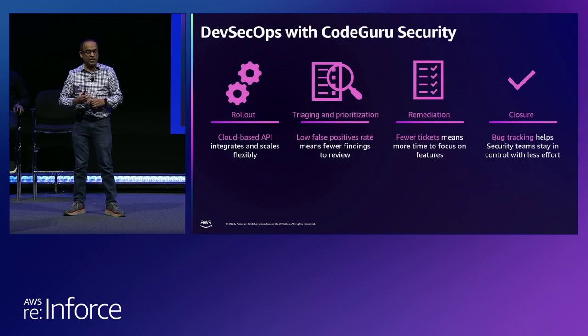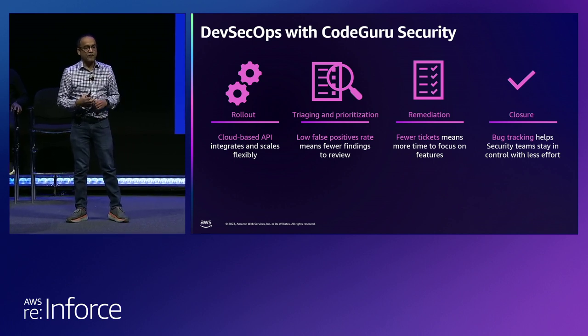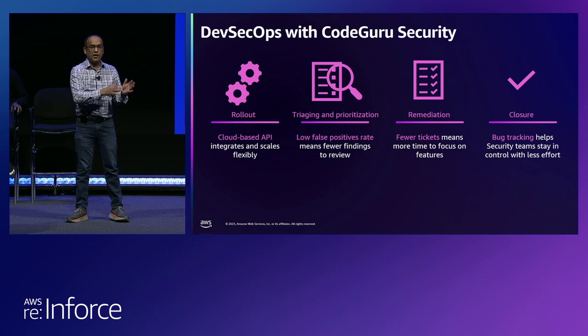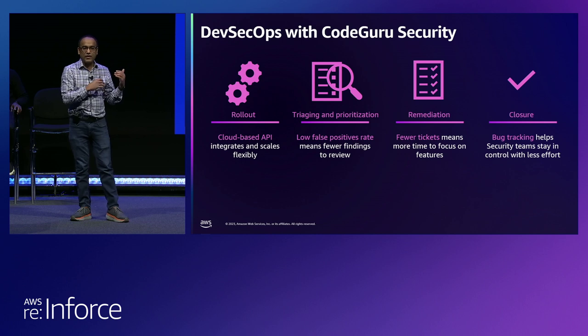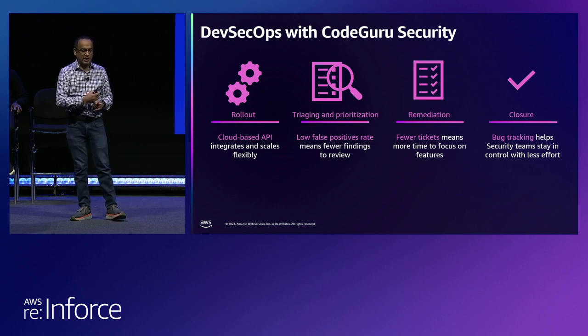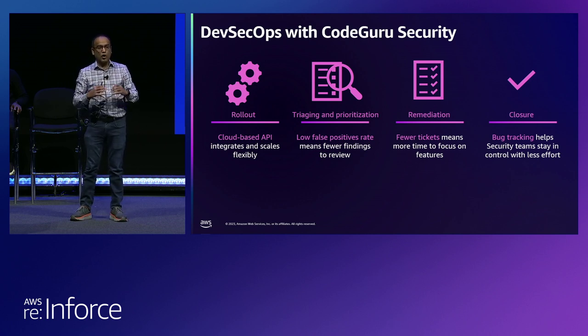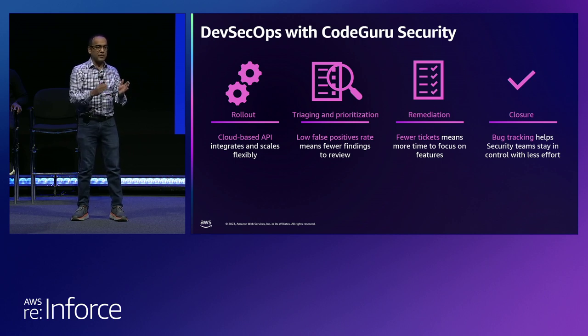And my colleague Ifain also talked about a lot of different challenges that we heard from our customers and security engineers. We have tried to solve them in CodeGuru Security. For example, the rollout is very easy because it's cloud-based APIs. We have plugins in IDEs. We have integrations in many popular tools like GitHub, GitLab, Bitbucket, etc. Triaging and prioritization is very easy here, because, A, we have a very low false positive rate. That's one of the big things. But also, we give a lot of context with the remediations we give.